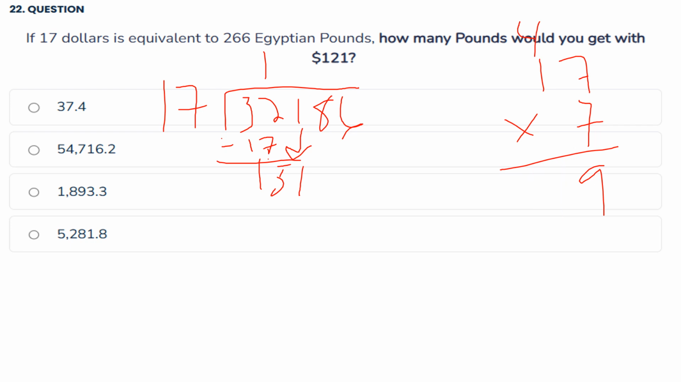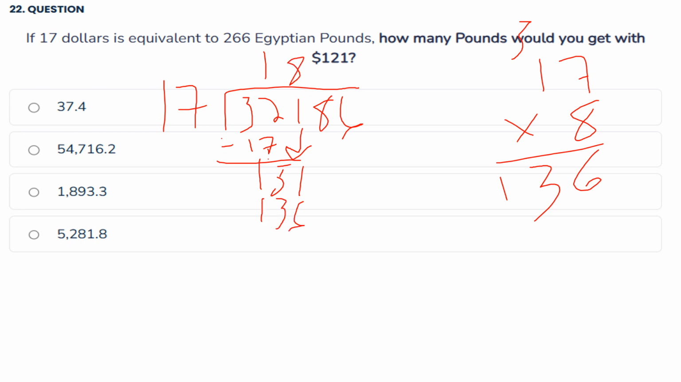Let's try 8. Let me get rid of that 4 up there. It might confuse me. Let's see. So that's 56. That's 13. That's 136. That is large enough. So 17 goes into 151 8 times. 151 minus 136 equals 15. Bring that down.